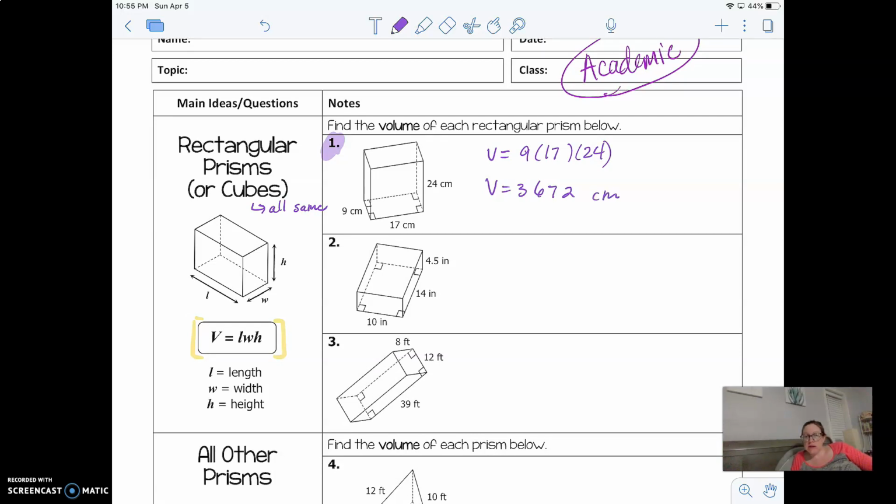And our units here are going to be centimeters cubed, right? So when we're talking about volume, that's going to be the third dimension. So it's this actual physical, how much space is being taken up, and that's always going to be unit cubed. So there's our answer. Easy peasy lemon squeezy. But you know, it can't always be that easy.